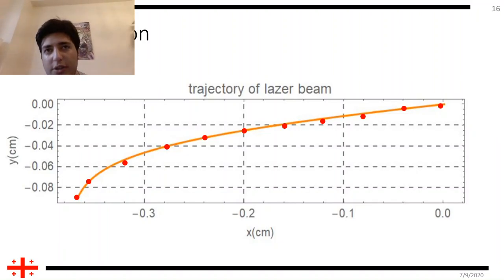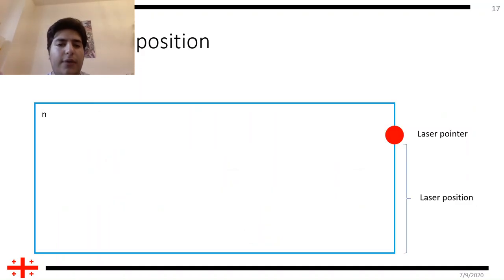So after we know the trajectory of the laser beam, now we have to think about where the imaginary position of the laser beam, or whatever object we see from the other side of the container, is going to be.